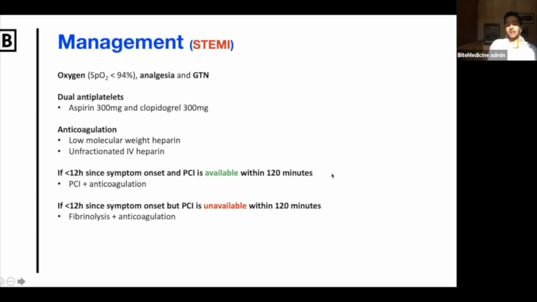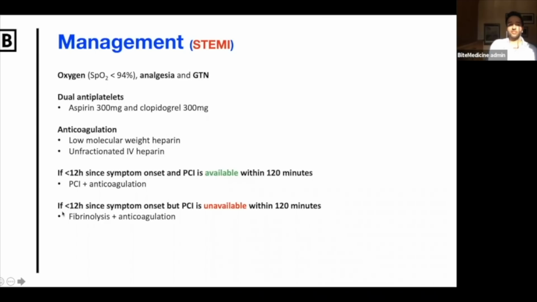Fibrinolysis even. So if you can get access to fibrinolysis within half an hour, for example, but you can do PCI in 2.5 hours, that's still technically within that window, if that makes sense. But this is going to be your ideal investigations.